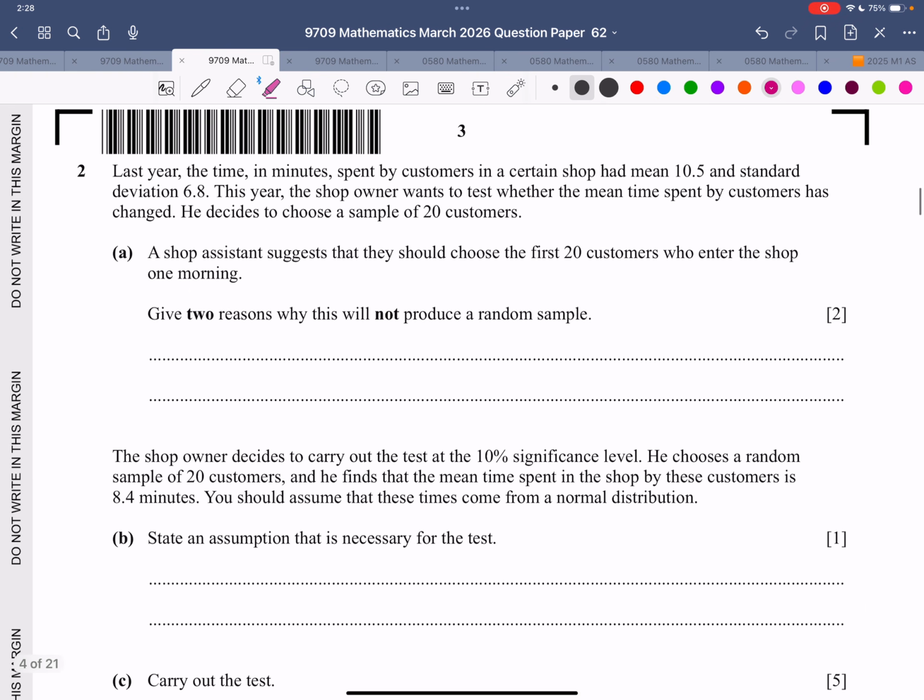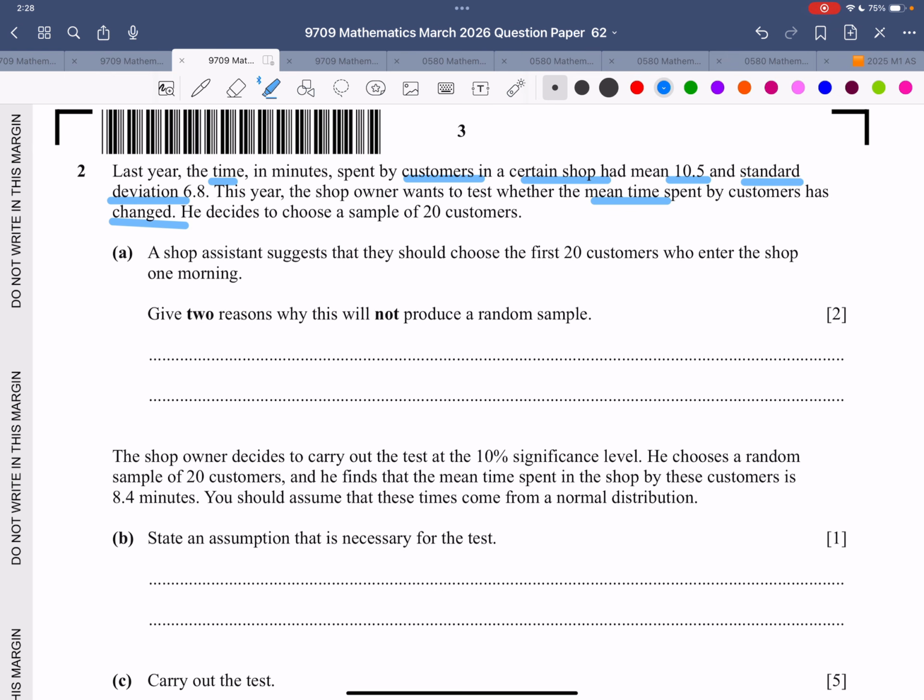Question number 2. Let's read it. Now this question says, last year, the time in minutes spent by customers in a certain shop had a mean this and standard deviation this. This year, the shop owner wants to test whether the mean time spent by customers has changed. That means it's a two-tail test.